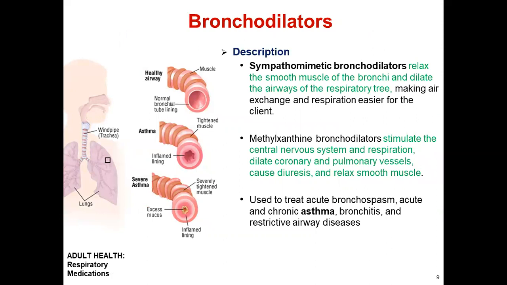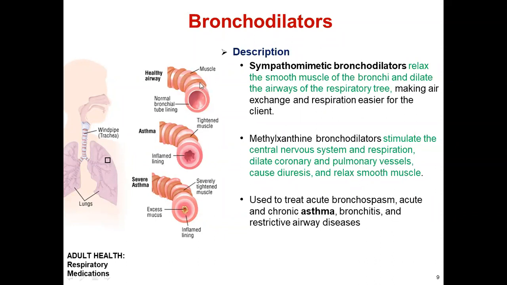So now, how do the medications work? Especially here, we are going to focus. Bronchodilators, how do they work? The sympathomimetic bronchodilators relax the smooth muscle of the bronchi, dilate the airway, and facilitate gas exchange. Xanthine derivatives, how do they work? They stimulate the central nervous system and respiration, dilate the coronary and pulmonary vessels, cause diuresis, and relax the smooth muscle.